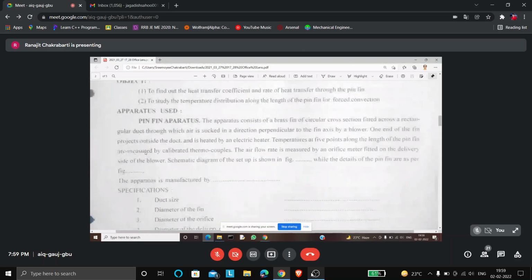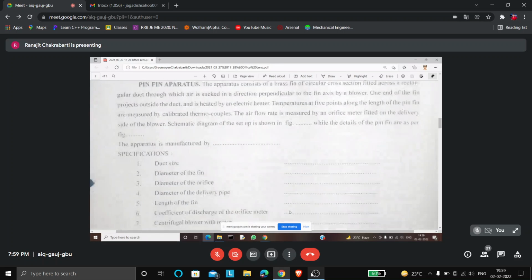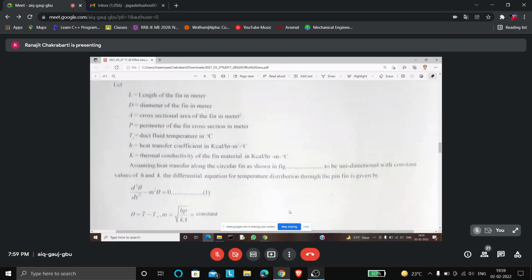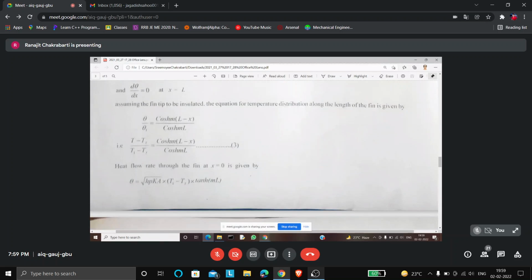Initially the objective was to find out the heat transfer coefficient and the rate of heat transfer through the pin fin, that also is given, and to study the temperature distribution and the length of the pin fin for forced convection. Now this study we have made experimentally, and from the theory also. Experimentally we have recorded T1, T2, T3, T4, T5. We can plot T with respect to x, and with different values of x, we can get the values of T theoretically also.